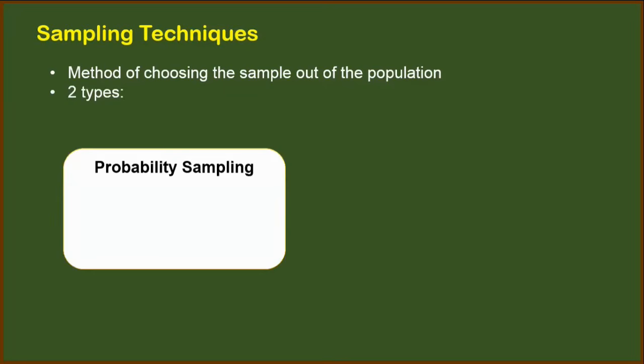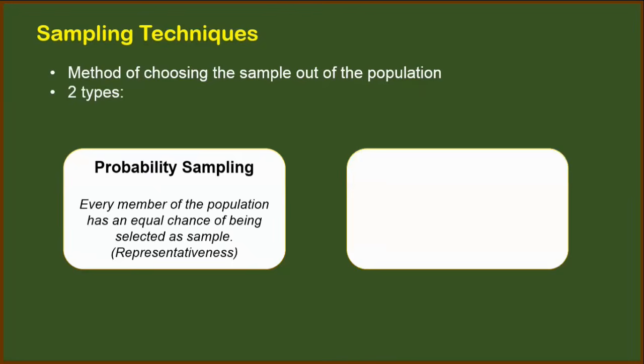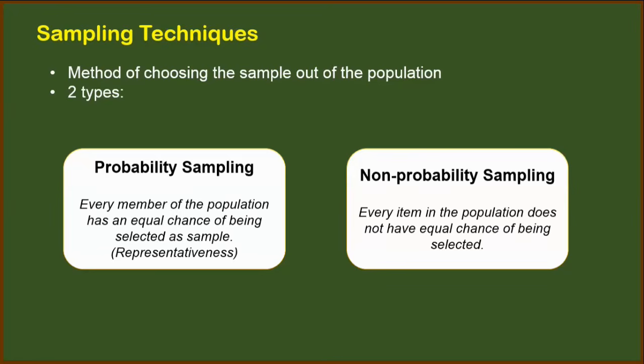First is probability sampling. It works under the process of randomization or by chance, meaning in random sampling, all the members of the population have an equal chance of being selected as sample. However, non-probability sampling is quite biased because all the members of the population do not have an equal chance of being selected. So between the two, in order for you to select which of these you should use, you should always go back to the objective of your study. The objective of your study will tell you what kind of sampling technique you should use.